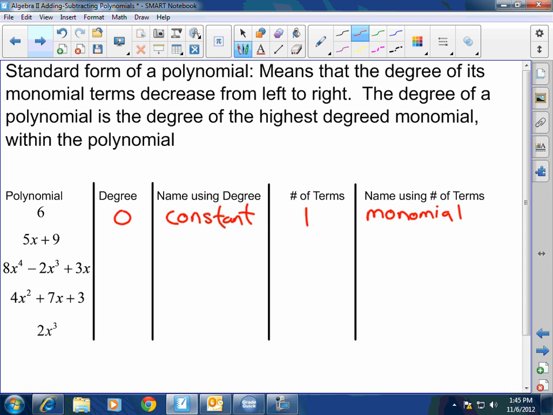Okay, next. 5x plus 9. What's the degree? 1. What's the name using the degree? Okay, this goes back in time. You guys should know this. When you have a degree of 1, guys, it's called linear. When you have a degree of 1, it's called linear. How many terms? What's the name going by terms? Binomial.